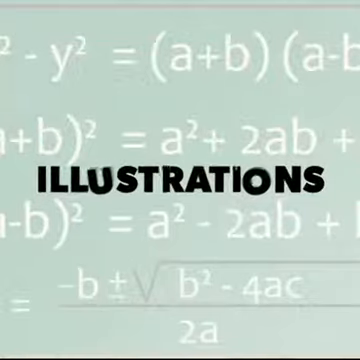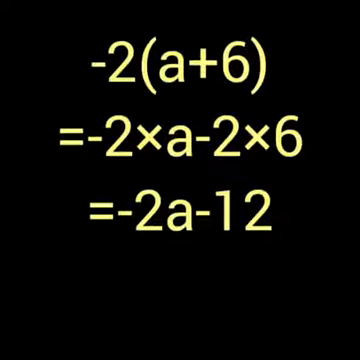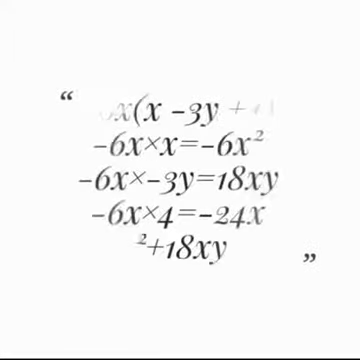Example 1. Minus 2 bracket a plus 6. We open the bracket, we use the multiplier to multiply all we have in the bracket. That gives minus 2 times a, also minus 2 times 6. Minus 2 times a gives minus 2a, minus 2 times 6 gives minus 12.